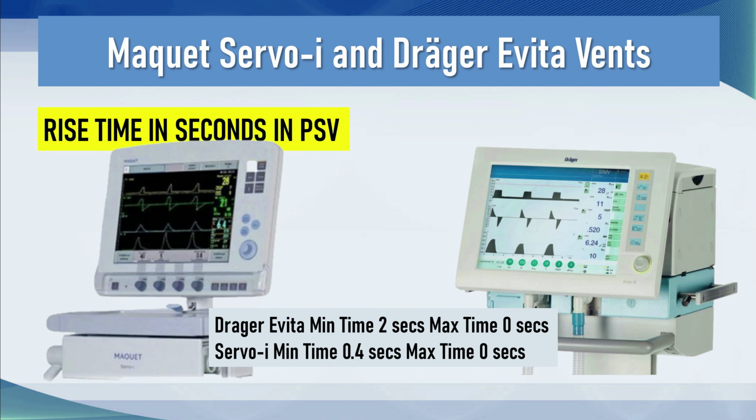The Servo and the Draeger ventilators have a more intuitive approach to rise time. You set the rise time in seconds or fractions of seconds. The usual rise time would be between 0.15 to 0.2 seconds. That's equivalent to about 50% on the Puritan Bennett ventilator. Now, there are extremes. The extreme rise time on the Draeger vent is about 2 seconds. I don't know why you would ever do that. On the Servo vents, it's 0.4 seconds. That's the longest time between triggering and reaching the pressure support level.